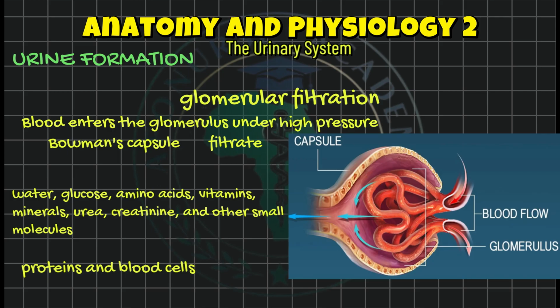The kidneys filter an enormous amount of blood. They process about 180 liters of filtrate every single day. Now, you might be thinking, wait, we don't urinate 180 liters a day. That's correct, and that's where the next process comes in.